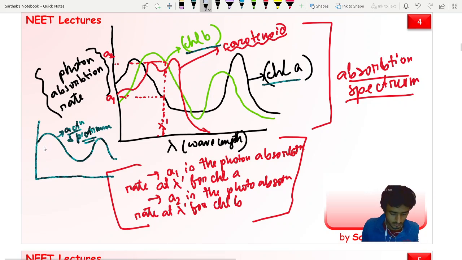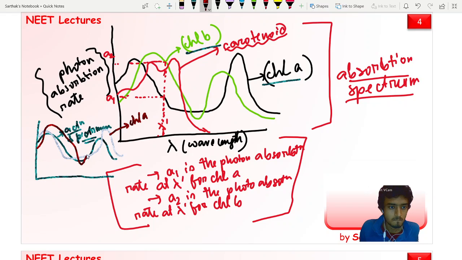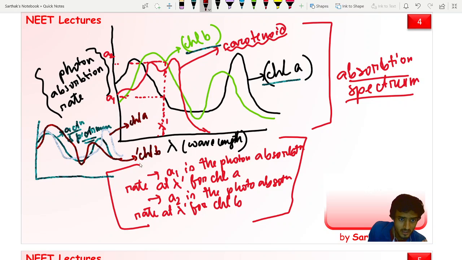This is the action spectrum and this is the absorption spectrum. This is for chlorophyll A. This thing I have drawn is for chlorophyll A, and this I will be drawing for chlorophyll B. So we have seen the action spectrum of photosynthesis and the absorption spectrum of chlorophyll A and B is just the same.